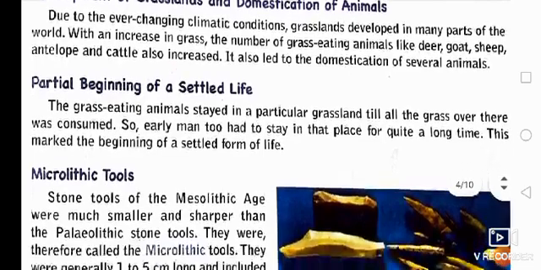Next one, partial beginning of settled life. The grass eating animals stayed in a particular grassland till all the grass over there was consumed. So early man too had to stay in that place for quite a long time. This marked the beginning of a settled form of life.